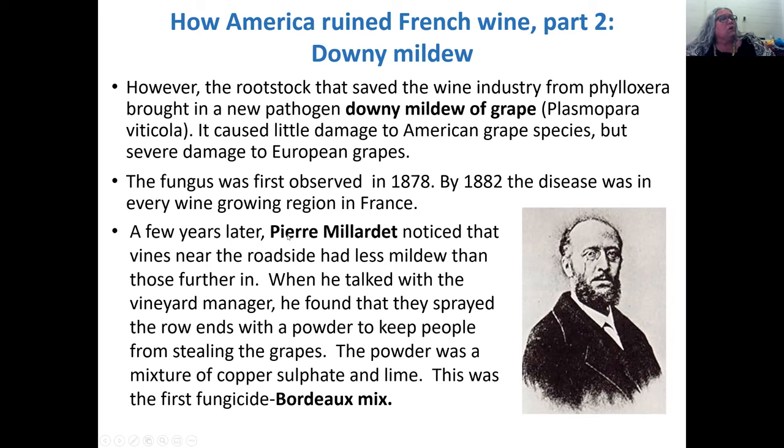However, this guy, Pierre Millardet, was walking along a vineyard and noticed that downy mildew was less severe on grapevines at the end of the rows as opposed to in the centers of the row. And he talked to the vineyard manager and asked, what's the deal? And the vineyard manager said that they sprayed the ends of the rows with this bad tasting white powder to keep people from stealing the grapes. So just coincidentally, it also inhibited downy mildew. And so this mixture was called Bordeaux mix, and it was the first fungicide. And because it's an inorganic fungicide, it still works today as well as it worked back then, and it is still used.